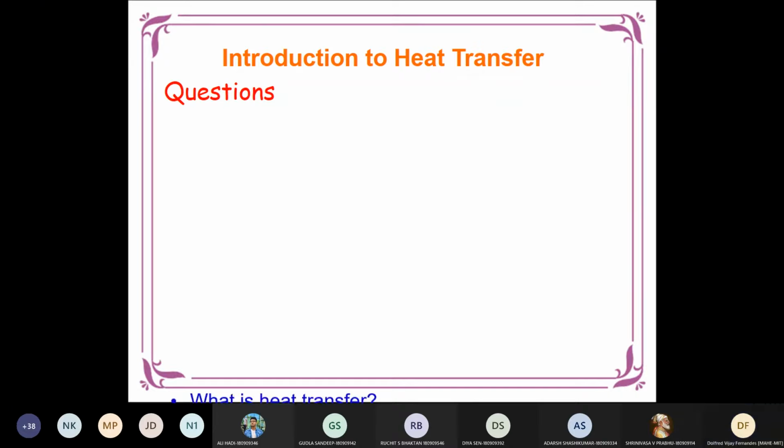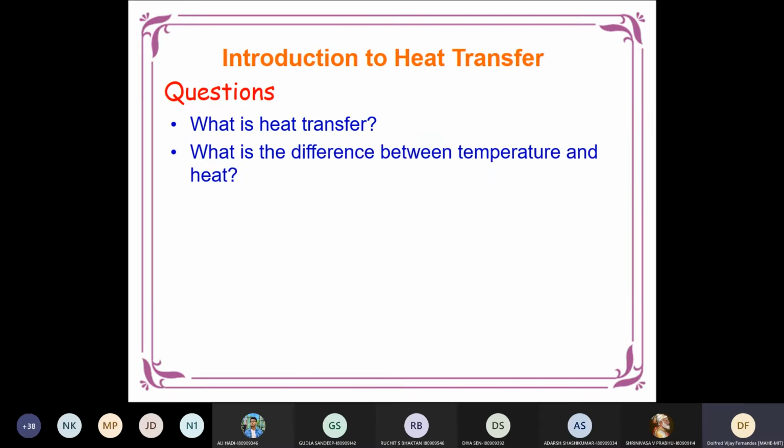The first thing is, before learning any subject or course, we have to ask a few questions, right? Why and what actually are we going to study in this course? All those questions I just put here. So what is heat transfer, and what is the difference actually between heat and temperature? Misunderstanding will be there many times here. If I ask this question directly, many of you may not answer, right? What is the difference between temperature and heat?